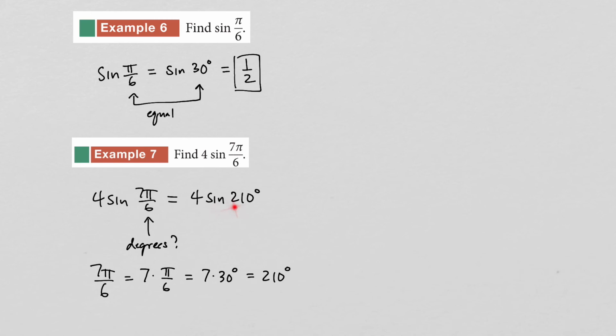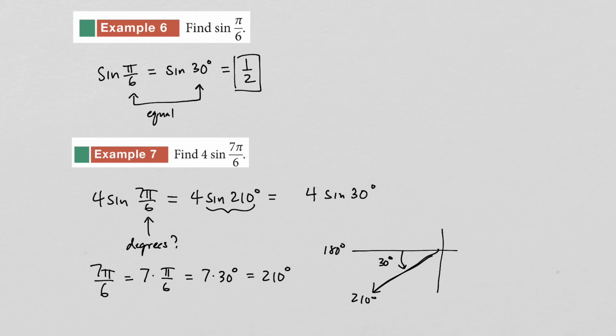Now from here, we still have to calculate the sine of 210. Well, we've talked about this in previous sections. So what we can do here is draw a simple graph of the angle. So here is 210 degrees. This, of course, is 180. So what we can see here is the reference angle for 210 degrees is 30 degrees. So this is going to be the same as 4 times the sine of 30 degrees. However, because we're in the third quadrant, this will be negative, right? Because sine is negative in the third quadrant. So now what I have is negative 4 multiplied by the sine of 30, and the sine of 30 is 1/2. And negative 4 times 1/2 is negative 2.